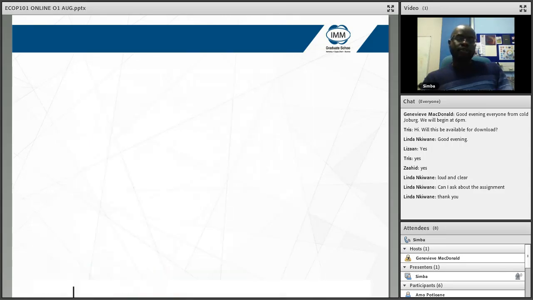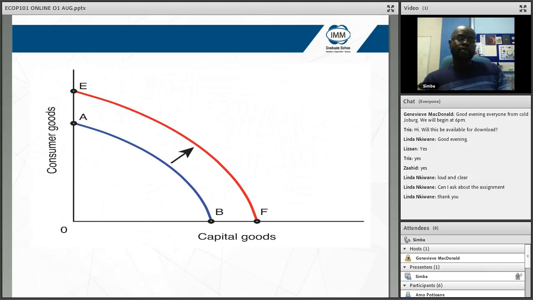So you can also have both goods changing. Our original PPC is AB, then it shifts outwards to EF. What that simply means is we have an increase in the production of both goods, capital goods and consumer goods. But if you also notice, we are saying there our capital goods and our consumer goods are increasing.